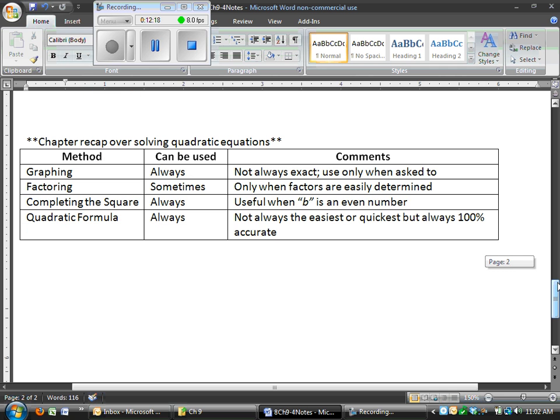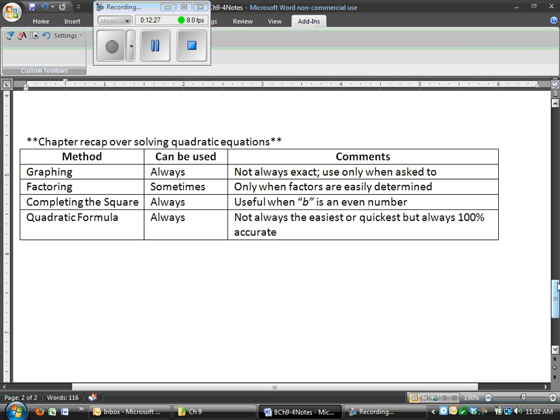Now, chapter review here real quick. A little recap of how to solve quadratic equations. The first method we have is called graphing. That's what we did in section 1. It can always be used, but it's not always exact. It's tough to tell where it crosses the x-axis. So you only really want to use it when you're specifically asked to.